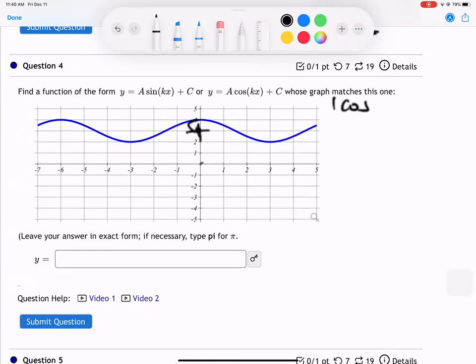The d value, okay, we went up 0, 1, 2, 3. Okay, that's 3 spaces up. So plus 3. So we actually got half this graph done already. Honestly, we got half this graph done already.